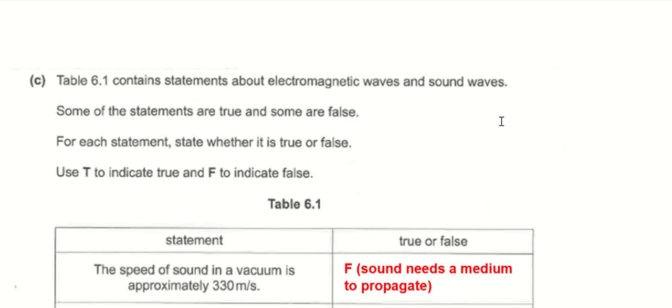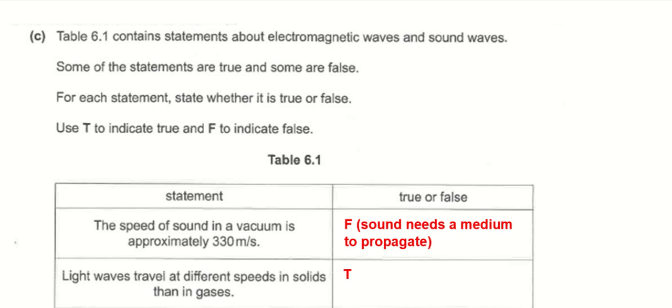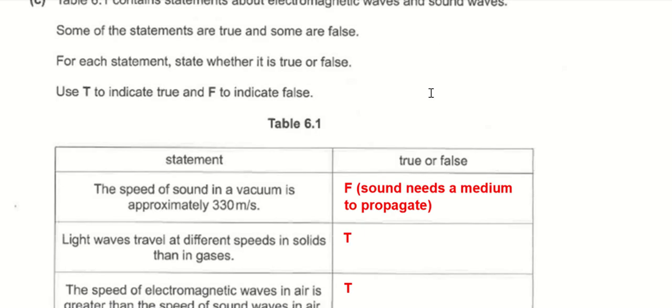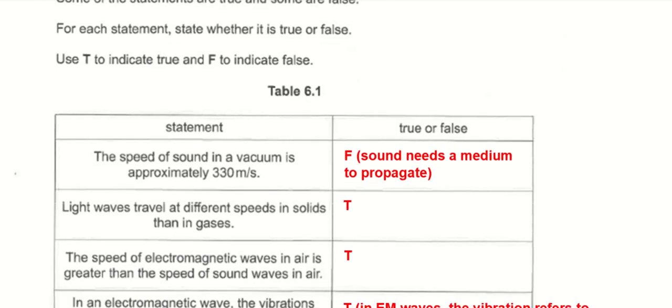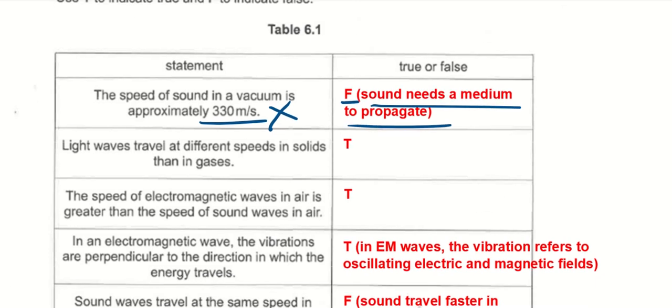It contains statements about EM waves and sound waves. Some are true, some are false. Use T to indicate true and F to indicate false. Speed of sound in vacuum is approximately 330. This is false because sound cannot travel through vacuum. So this is the answer. False, sound needs a medium to propagate, to travel through.